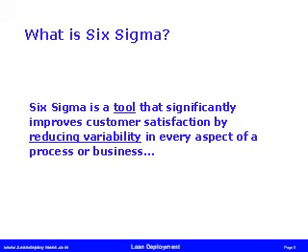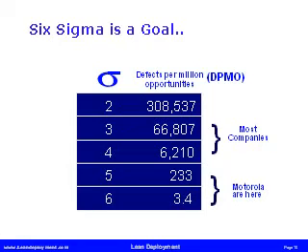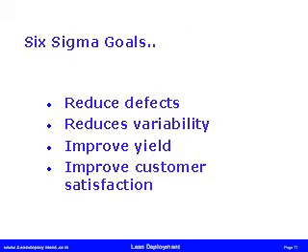Having reduced or eliminated waste as much as possible with a lean approach, the next step is to reduce variability in those processes that add value. This is the Six Sigma philosophy, to reduce variation. Six Sigma is an indicator of a process variability performance and is a goal to be achieved. Six Sigma's goals are basically to reduce defects, reduce variability, improve yield, and ultimately improve customer satisfaction.